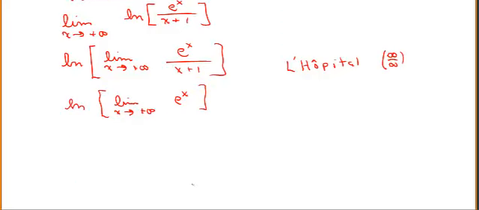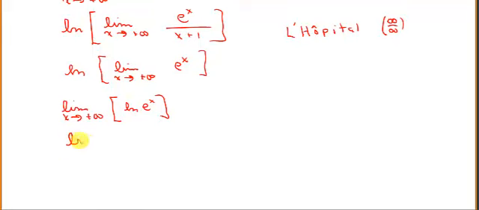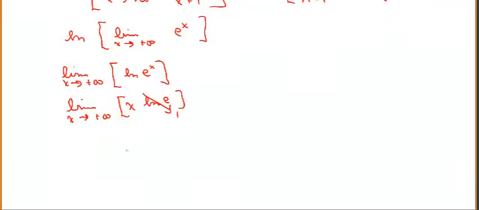Now let's use the continuity of limits again, and we'll pull the limit back out of the natural log. So I'll have the limit as x approaches positive infinity of the natural log of e to the x, which is just x times the natural log of e, and this x times the natural log of e is just x. So I have the limit as x approaches infinity of x. So this limit is positive infinity.